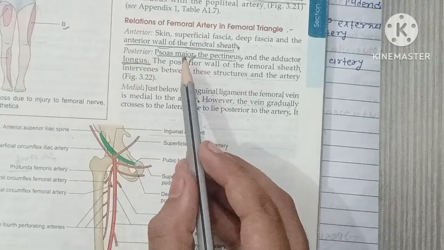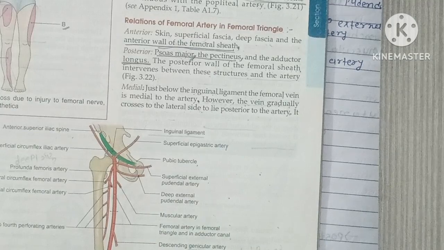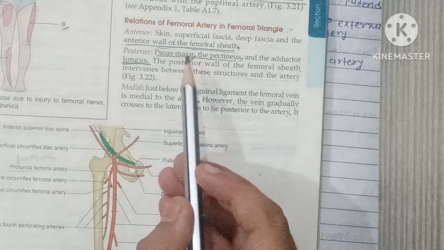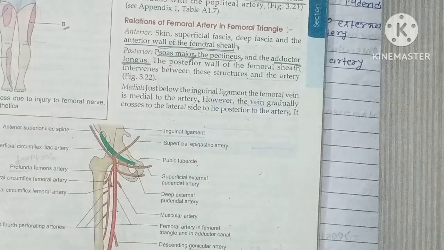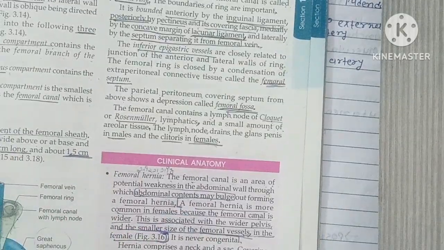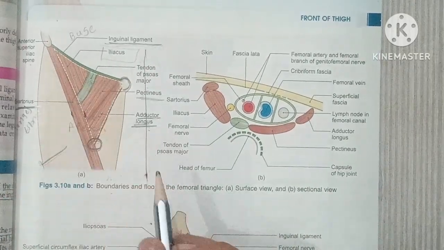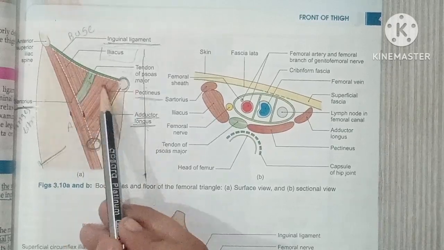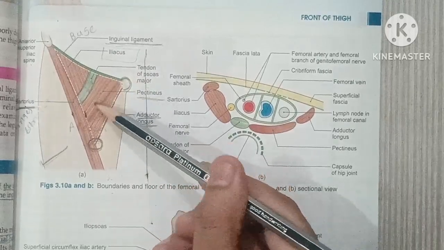Posteriorly, it relates with the floor of the femoral triangle, and in the floor of the femoral triangle come the muscles vastus major, pectineus muscle and adductor longus muscle. We had seen that the floor of the femoral triangle is made up of four muscles: adductor longus, pectineus muscle, iliacus muscle and vastus major muscle. So the artery relates to these three muscles in the femoral triangle.